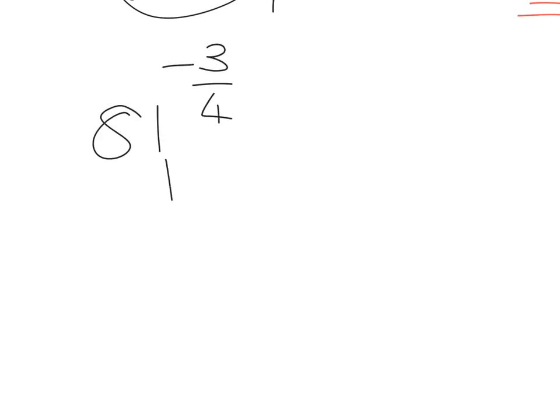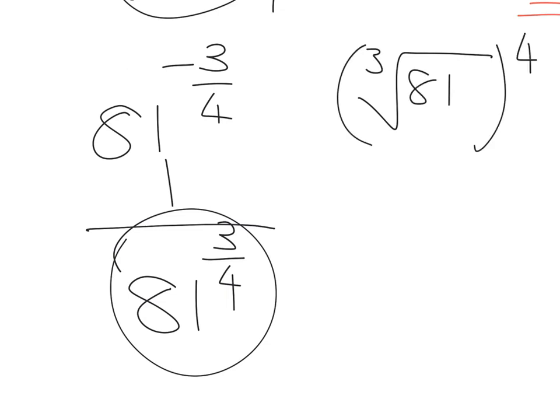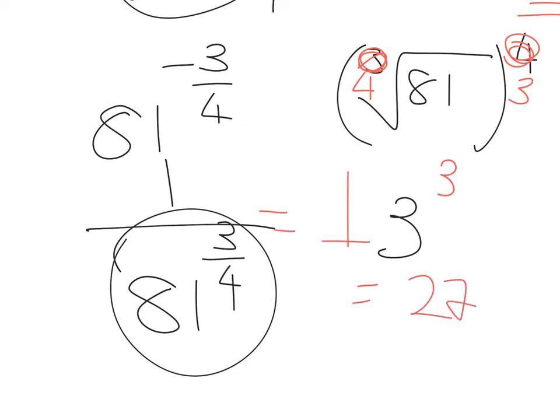Final one, 81 to the minus 3 over 4 can be written as 1 over 81 to the power positive 3 over 4. Take it to the side, and that's the 4th root of 81 cubed. Or rather, I made a mistake earlier: it should be the 4th root of 81 cubed, not the cube root of 81 to the power 4. 4th root of 81 is 3, since 3 times 3 times 3 times 3 is 81. 3 cubed is 27. Bring it back in, and that'll be 1 over 27.